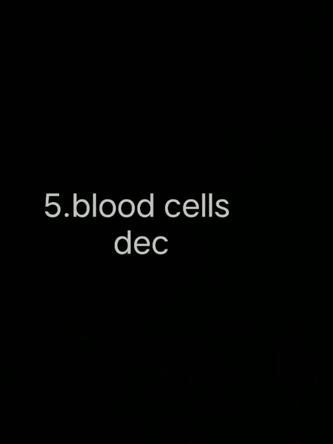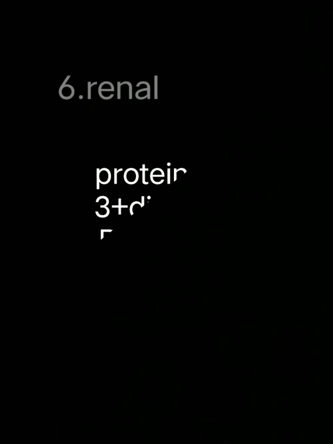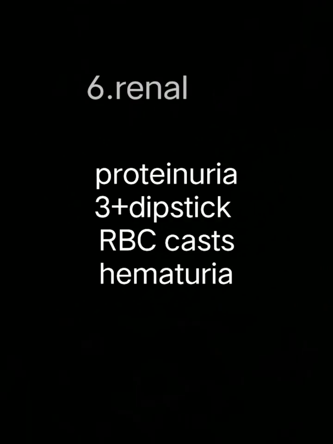All blood cells are decreased, leading to hemolytic anemia, thrombocytopenia, lymphopenia, and leukopenia. R stands for renal. The patient presents with proteinuria and a 3+ dipstick test. Red cell casts and hematuria are also present. The most common glomerulonephritis in SLE is membranous glomerulonephritis, and it is considered the end stage of SLE. A stands for anti-nuclear antibodies, which are 95 to 99% positive in SLE patients.